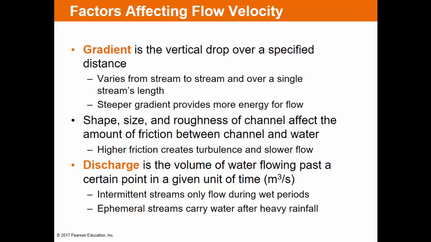So shape, size, and roughness of the channel affect the amount of friction between the channel and the water. I mentioned that in the last slide. Higher friction creates turbulence and slower flow. And then discharge. That's the volume of water flowing past a certain point in a given unit of time, meters cubed per second. So intermittent streams only flow during wet periods, and then ephemeral streams only carry water after a heavy rainfall.